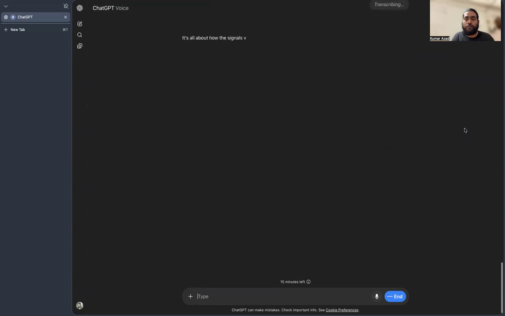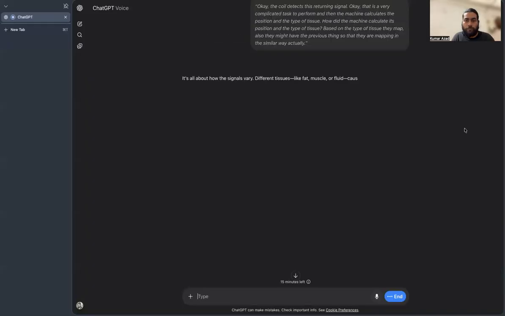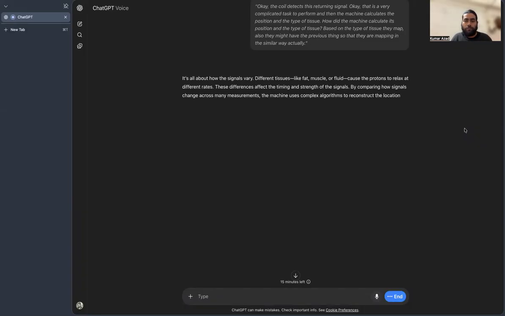It's all about how the signals vary. Different tissues, like fat, muscle, or fluid, cause the protons to relax at different rates. These differences affect the timing and strength of the signals. By comparing how signals change across many measurements, the machine uses complex algorithms to reconstruct the location of each tiny signal. By combining all of that, it builds a map of what's where and distinguishes tissue types based on those relaxation patterns. No past scan needed. Each scan is fresh data.